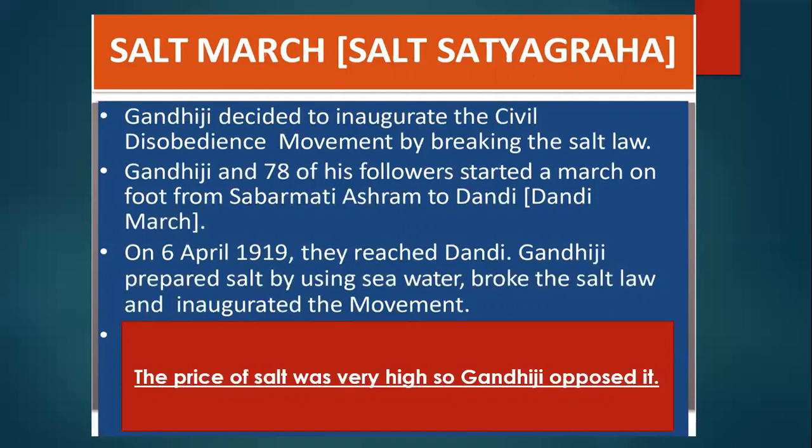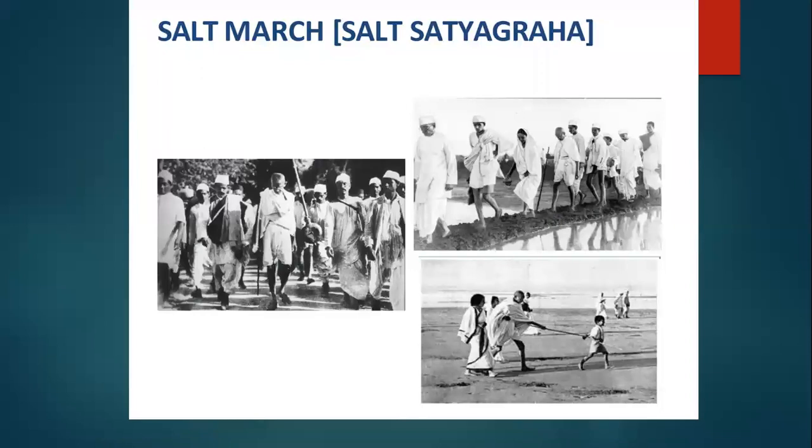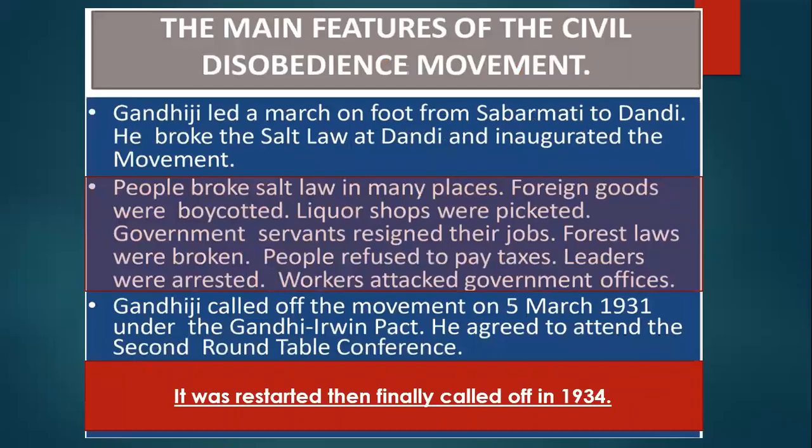So he, along with his 78 followers, started a march on foot from Sabarmati Ashram to Dandi. And on 6th April 1930, he broke the law by preparing salt using sea water. And when he broke the salt law, with that he inaugurated the civil disobedience movement. These are some of the photos of the salt march, salt satyagraha.